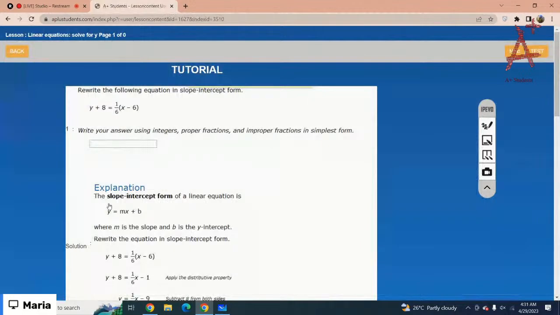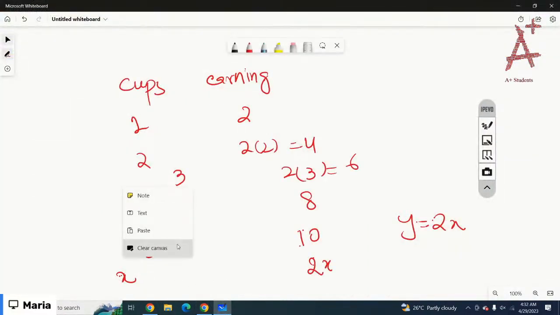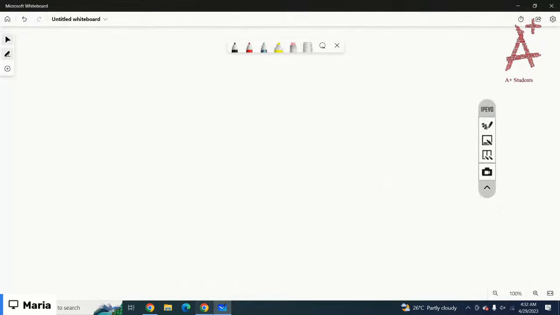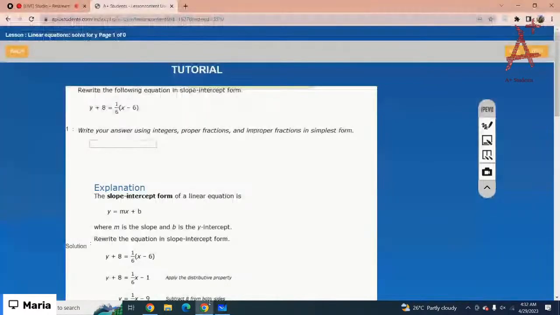So you have to solve the equations for y, and you have to write down the equation in slope-intercept form. Let's start with the first question. The equation is y plus 8 equals 1 by 6 times x minus 6, not plus 6.